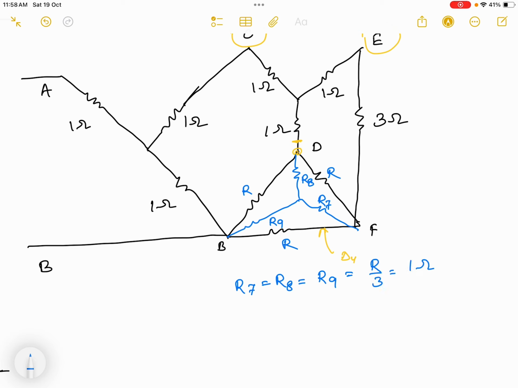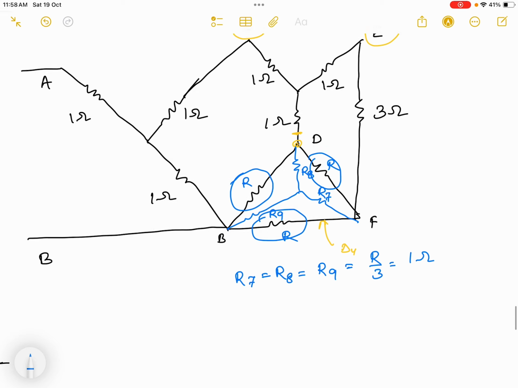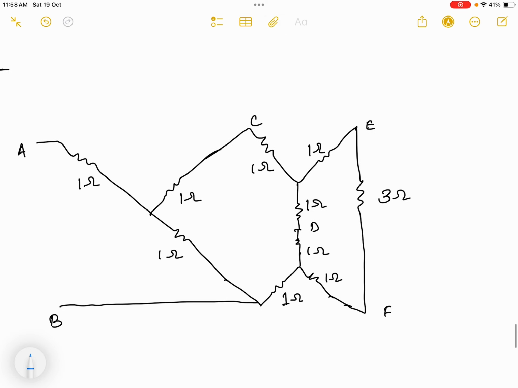So once I convert delta to star, there is no use of this delta. In the next diagram we will remove this one. After removing it, I will get a diagram like this. You can see the node C is here, E is here, and D is here. Between C, D, E, where there was a delta, I changed the delta into star. So I will get 1 ohm, 1 ohm, and 1 ohm.